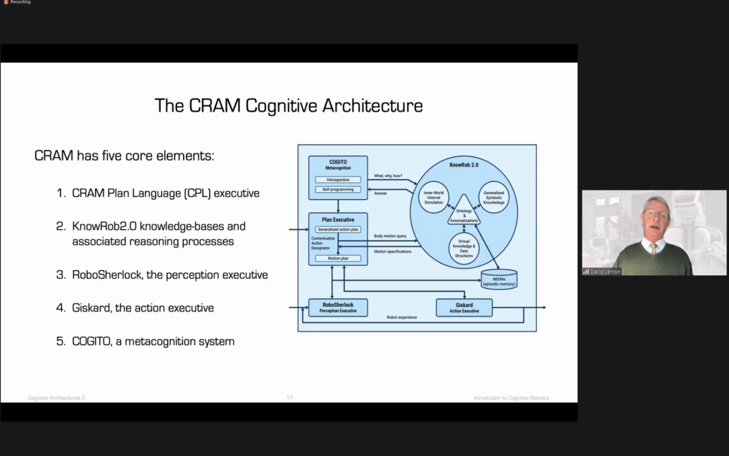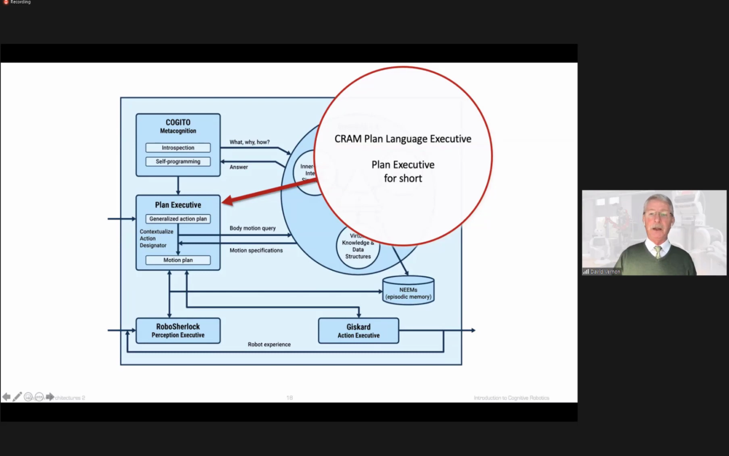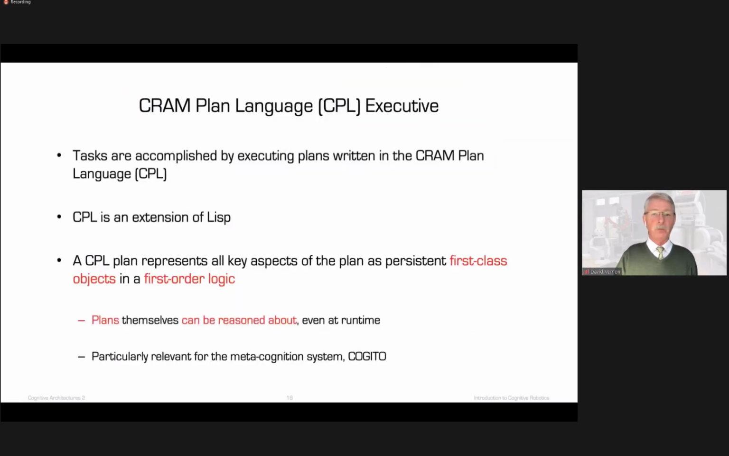It's a collection of knowledge bases and associated reasoning processes. And I'll take you through that in detail in a moment. We've got Robo-Sherlock, which you heard Guyan mention. That's the perception executive. We've got Giscard, which is the action executive. And then finally, the 5th element is a metacognition system called Cogito. So let me walk you through each of these in turn. I'm going to refer to the CRAM plan executive as the plan executive, just for short.